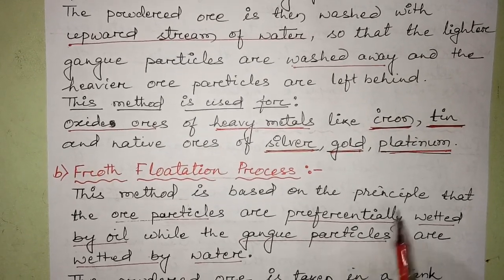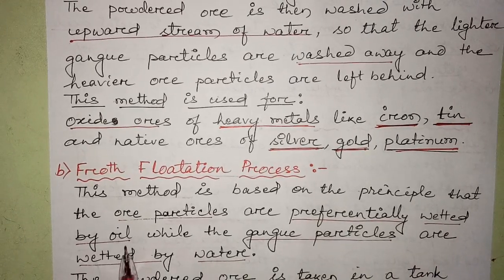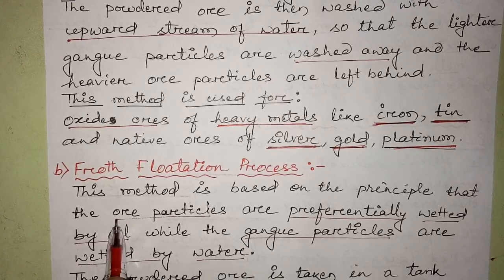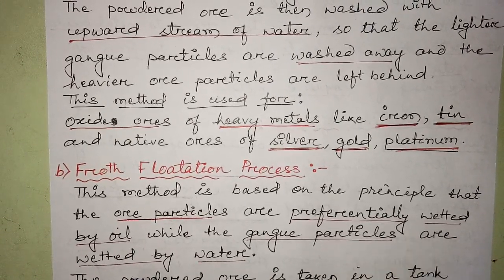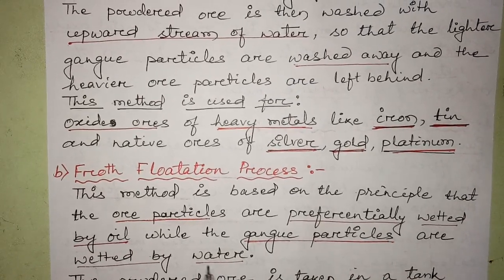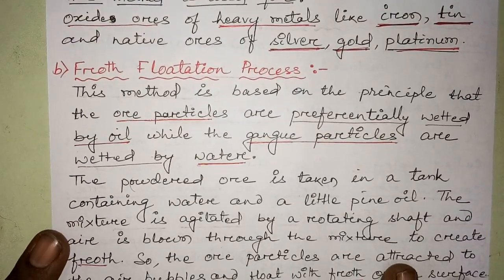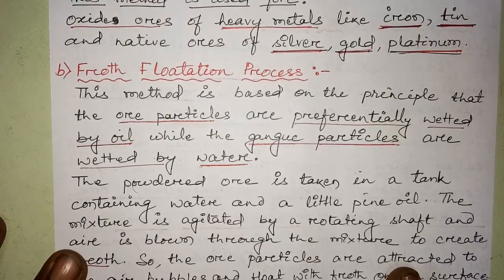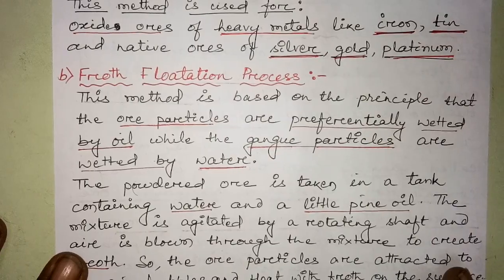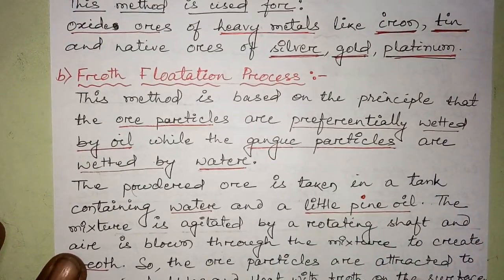This method is based on the principle that ore particles are preferentially wetted by oil, while the gangue particles are wetted by water. Understood? The ore particles are preferentially wetted by oil whereas the gangue particles are wetted by water. So what is this method? The powdered ore is taken in a tank containing water and a little pine oil. Understood? What is the purpose of adding pine oil? To make it a froth when the jet of air is passed.